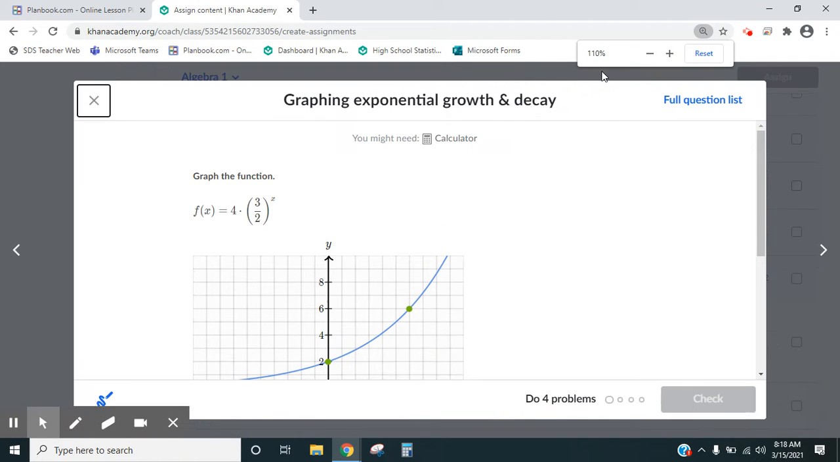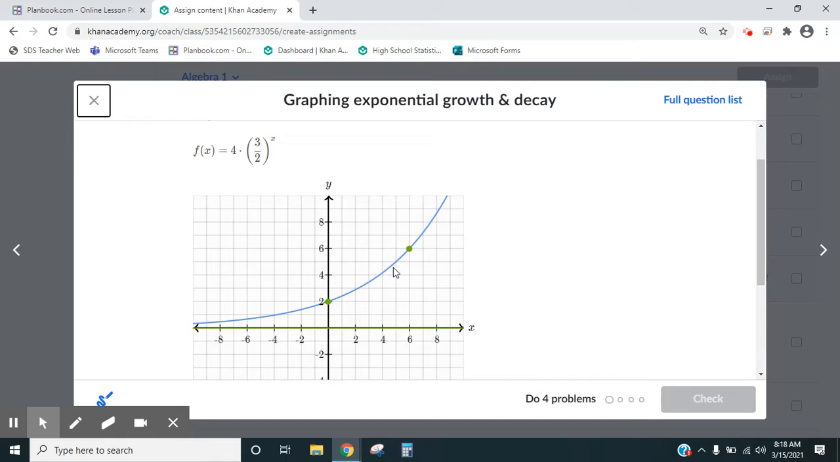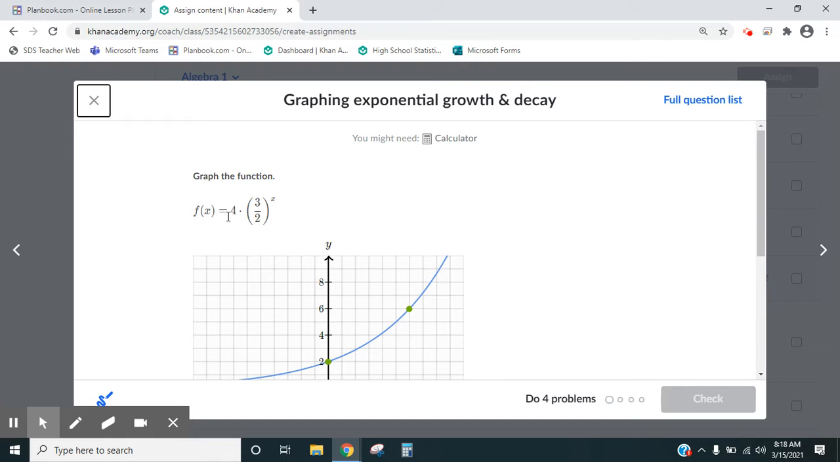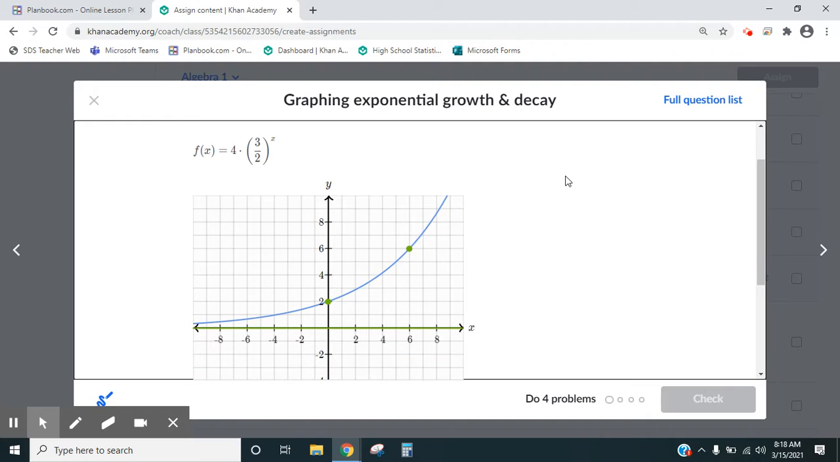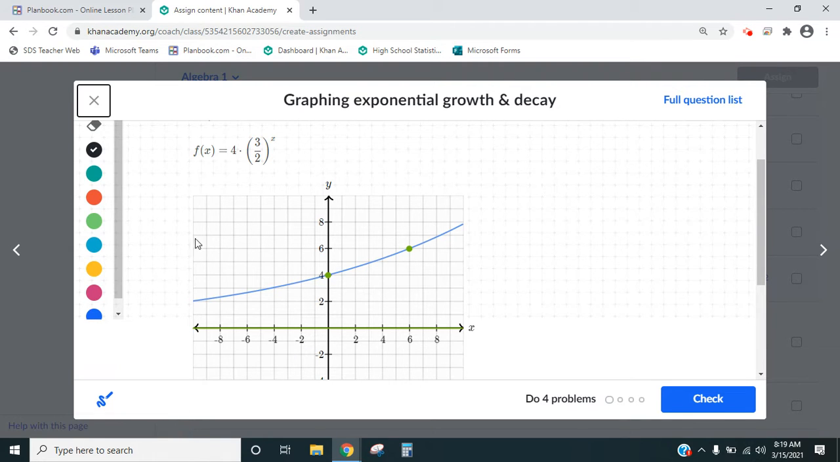Okay. First assignment, graph this one. Do you remember what this first number meant? It's a starting number, right? If it was a bank account, or a loan, it'd be your principal. So starting number right here. Now, 3 over 2, this is your growth.